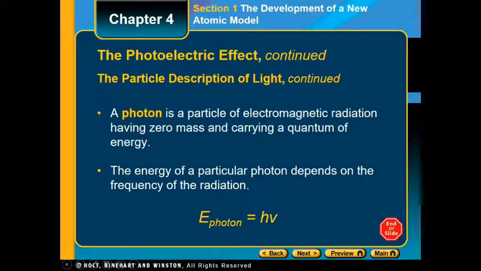So there's your photon again, its definition. I stated it earlier. It's a particle within your electromagnetic radiation, or your light, having zero mass and carrying a quantum of energy. And they're just saying the same equation we just looked at also holds for the energy of a photon.